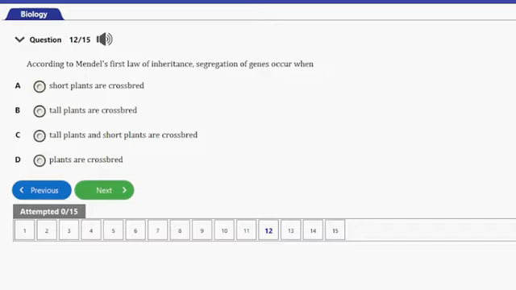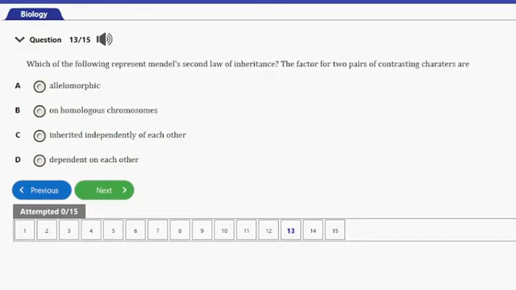Question number 12. It says, according to Mendel's first law of inheritance, segregation of gene occurs when A, short plants are crossbred, B, tall plants are crossbred, C, tall plants and short plants are crossbred, and then D, plants are crossbred. So guys, according to Mendel's first law of inheritance, segregation of gene occurs when tall plants and short plants are crossbred, and that's option C here. So let's consider the next question.